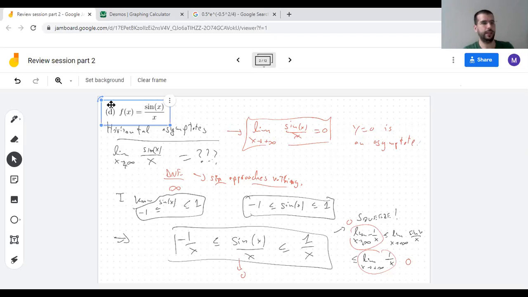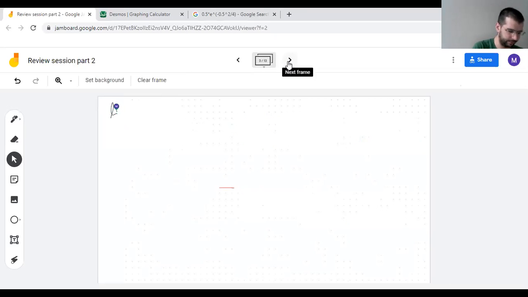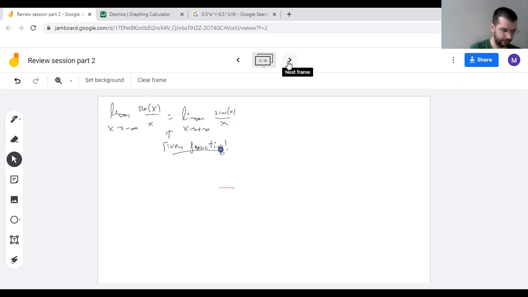All right. I would have to do the limit as x approaches negative infinity. But this is the same. Actually, it's the same because it's an even function. So it's going to approach the same thing from the left as from the right, since it's symmetrical. So this is zero, so I don't get any new asymptotes.